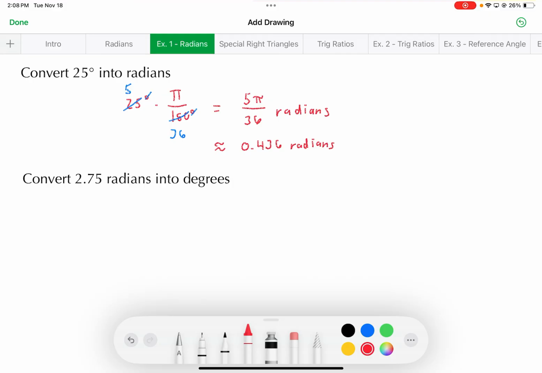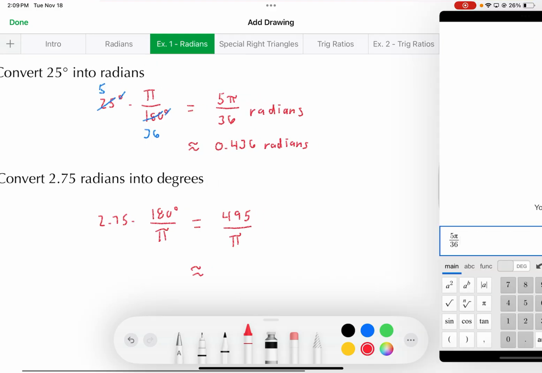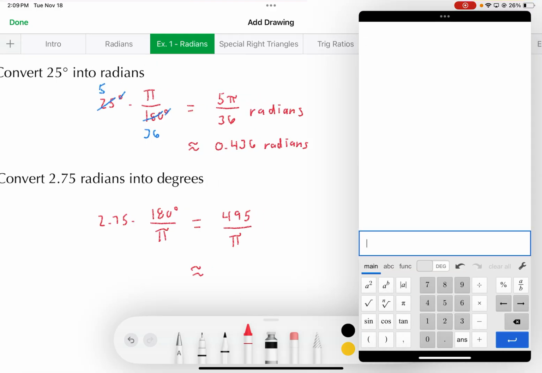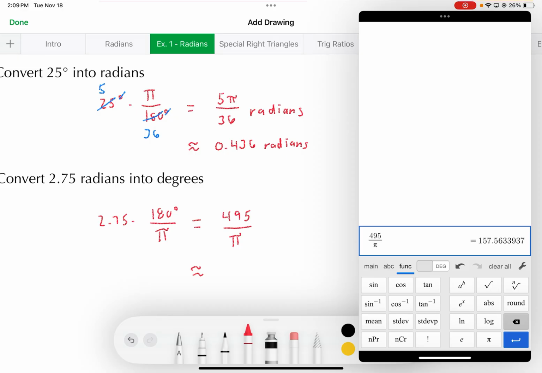All right, go in the other direction. 2.75 radians to degrees. Now we'll have to multiply that by 180 over pi. Okay, that's going to give me 495 over pi. Okay, and then let's approximate that. 157.6, yeah.